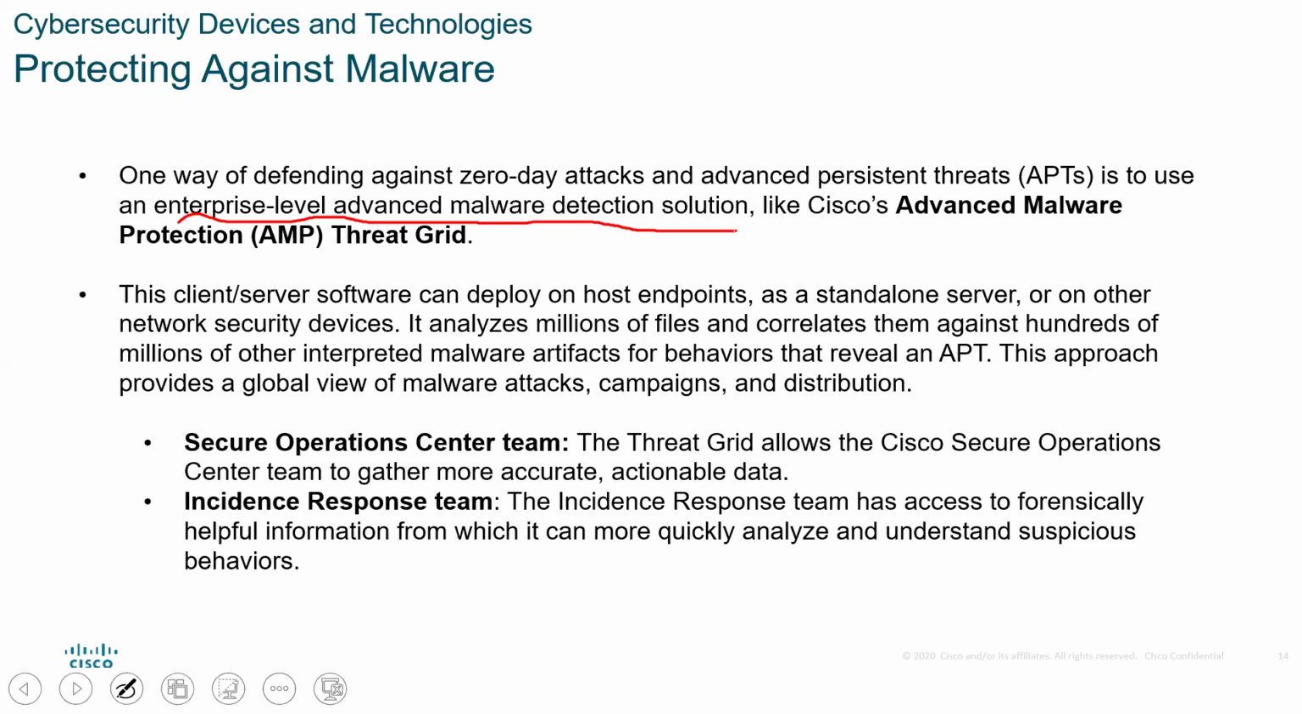The threat grid allows the Cisco Secure Operations Center team to gather more accurate, actionable data. Incident response team: this incident response team has access to forensically helpful information from which it can more quickly analyze and understand suspicious behavior. So all these are ways you are going to protect your organization from malware, from people who have malicious intention, either in physical or hardware or software, or whichever way, okay?